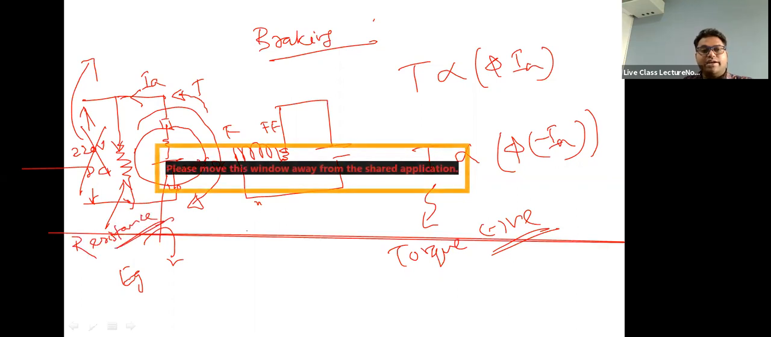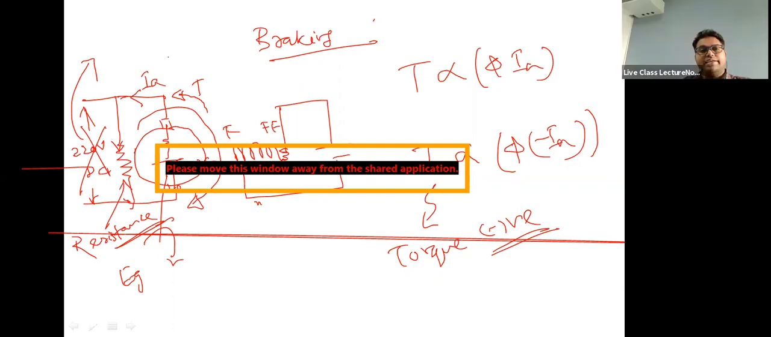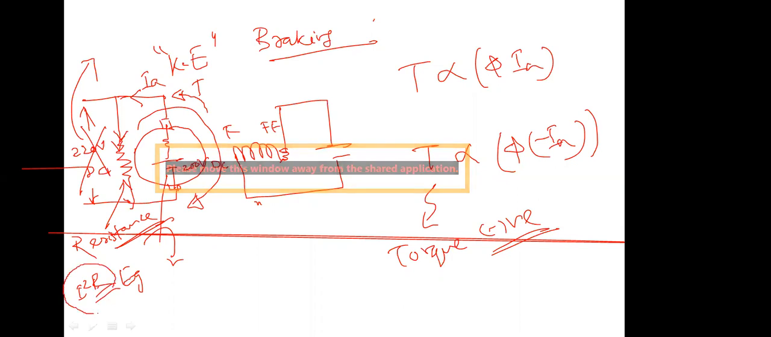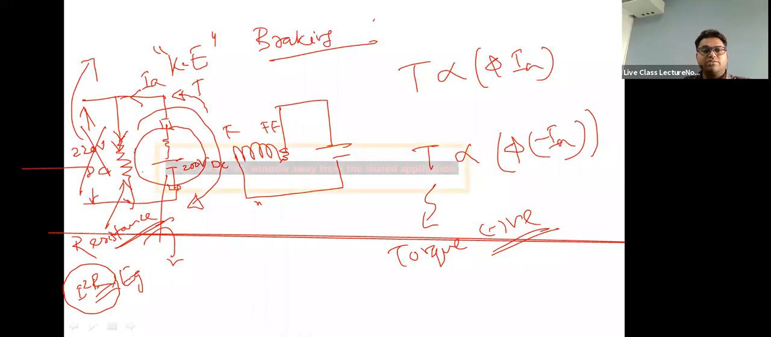Now, what are the advantages and disadvantages of it? Sir, there will be losses, sir. There will be losses. Yes, the whole kinetic energy of the motor will get dissipated in the resistance as I square R loss, right? It will be wholly dissipated as I square R loss. So what is the use?